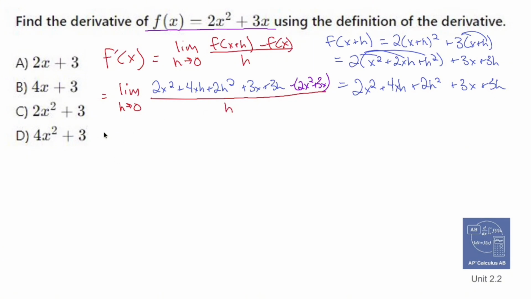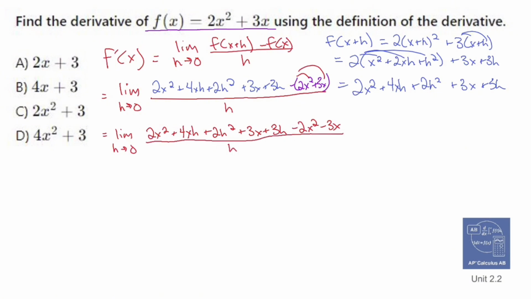Okay, let's distribute that guy. So limit as h approaches 0, nothing in blue changes, nothing at all. I'm just rewriting it out like that. Distribute the negative, minus 2x squared minus 3x. And when you have polynomials like we have here, you're hoping for stuff to disappear, which is going to happen now. 2x squared, adios. 3x, adios to you. And you're left with the limit as h approaches 0 of 4xh plus 2h squared plus 3h over h.